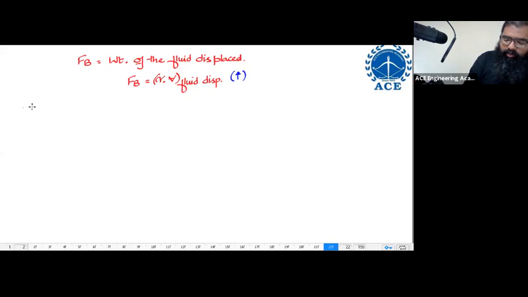One more point I'm going to write. This point might be new to you, but it is very important in some cases. On the body, FB is acting upward. It does not stop over there. Generally, people stop discussing FB at that point only. Imagine that this over here is a body. On this body, FB is acting upward.